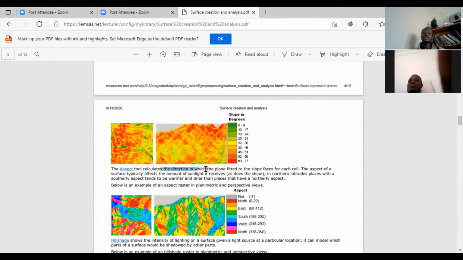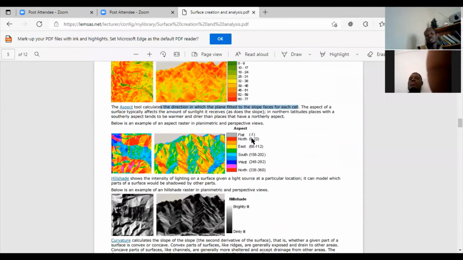The aspect calculates the direction in which the plane fitted to the slope faces for each cell. So when you look at the values for the aspect, they are like bearings, because you want to know, is the surface facing north or is it facing west? Now, if the surface is facing east, what does it mean? Patrick, what does it mean to face? If your house is facing east, what's the problem?